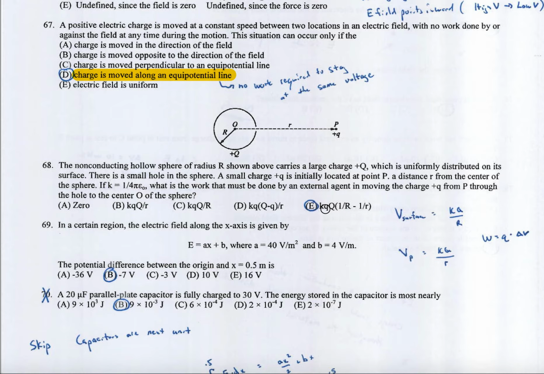So we get Q, that little Q right there, times KQ over r minus another KQ over R, just the change in voltage. Here's the voltage on the surface, here's the voltage on the perimeter. That difference, which is the subtraction, and then multiplied by the charge you're taking, is then the work done.